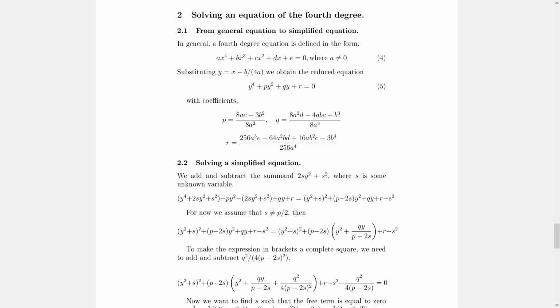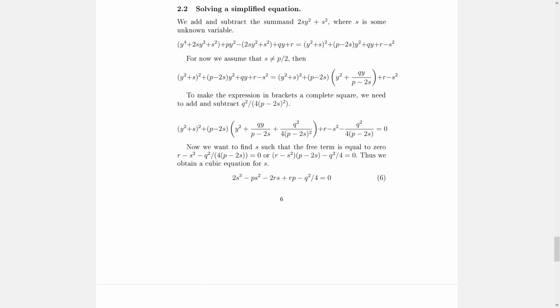Substituting y equals x minus b divided by 4a, we obtain the reduced equation y to the power 4 plus p y squared plus qy plus r equals 0 with coefficients p, q, r, which can be calculated using the following formulas.